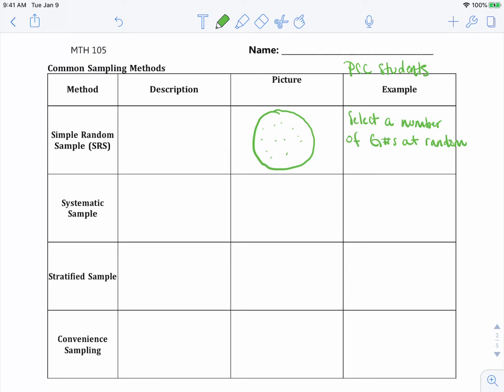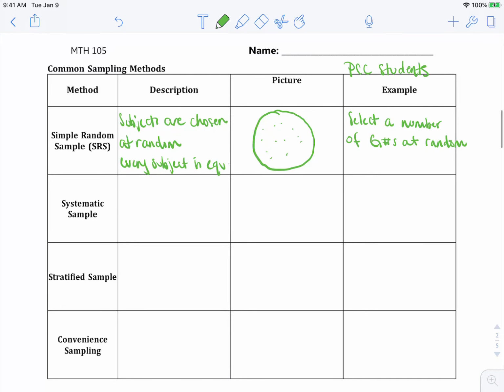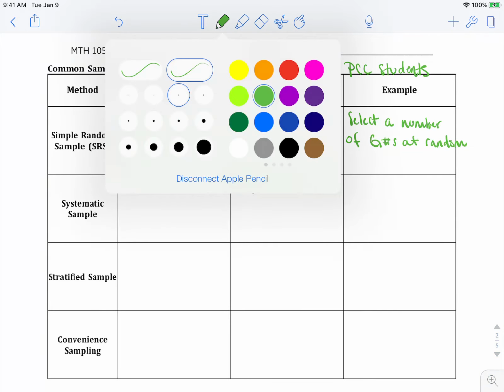It's pretty cool. So the description of this is subjects are chosen at random. Another key thing to mention is every subject is equally likely to be chosen. Going into the other box, forgive me. Okay, I'm going to switch some colors.